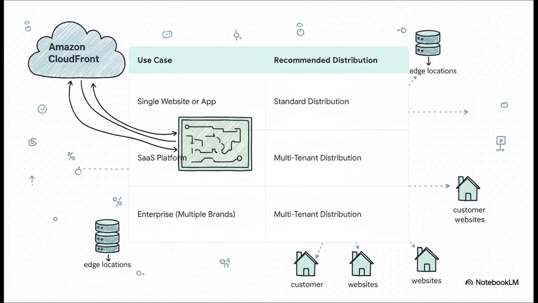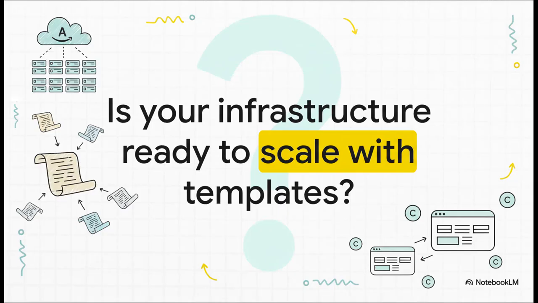But if you're building a SaaS platform with tons of customers, or you're a big company managing a portfolio of different brand websites, then the multi-tenant distribution was literally built to solve the scaling problems you're facing. And that really brings us to the final question to think about. By shifting your mindset from one-off configurations to this reusable blueprint model, you can build a content delivery system that is way more robust, consistent, and efficient. So the real question is, is your infrastructure ready to make that leap?